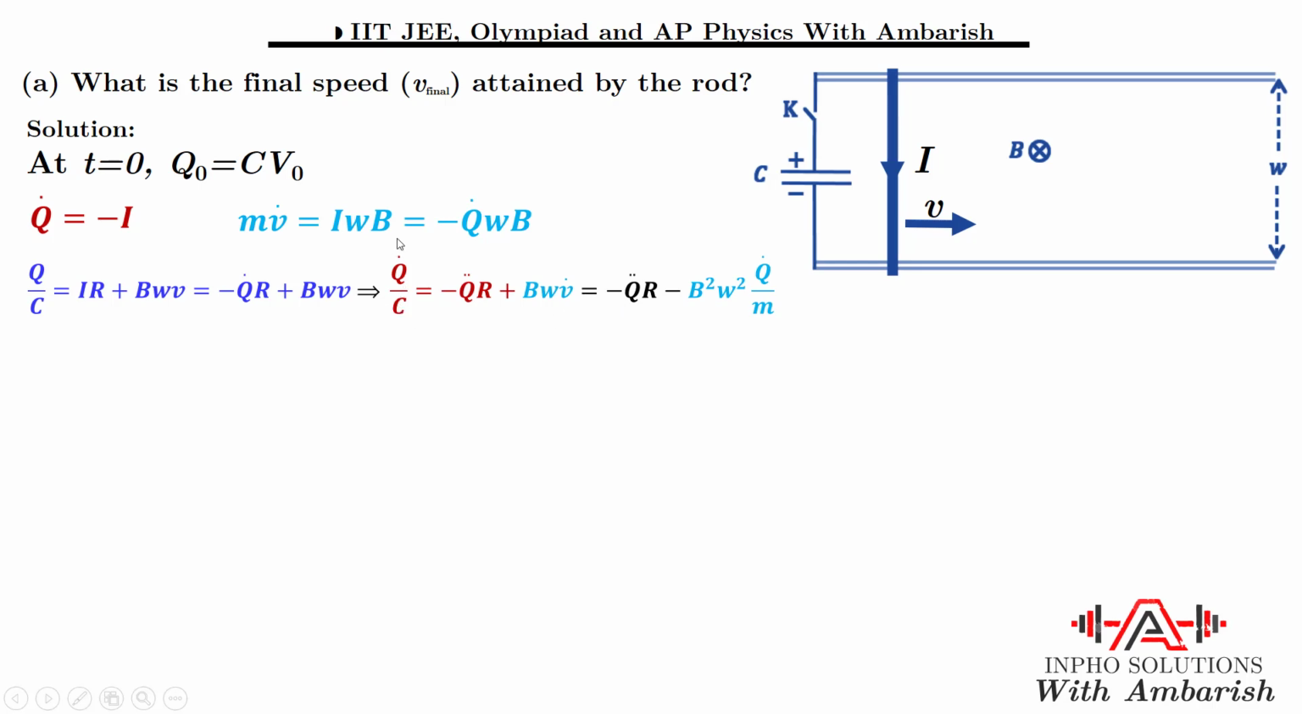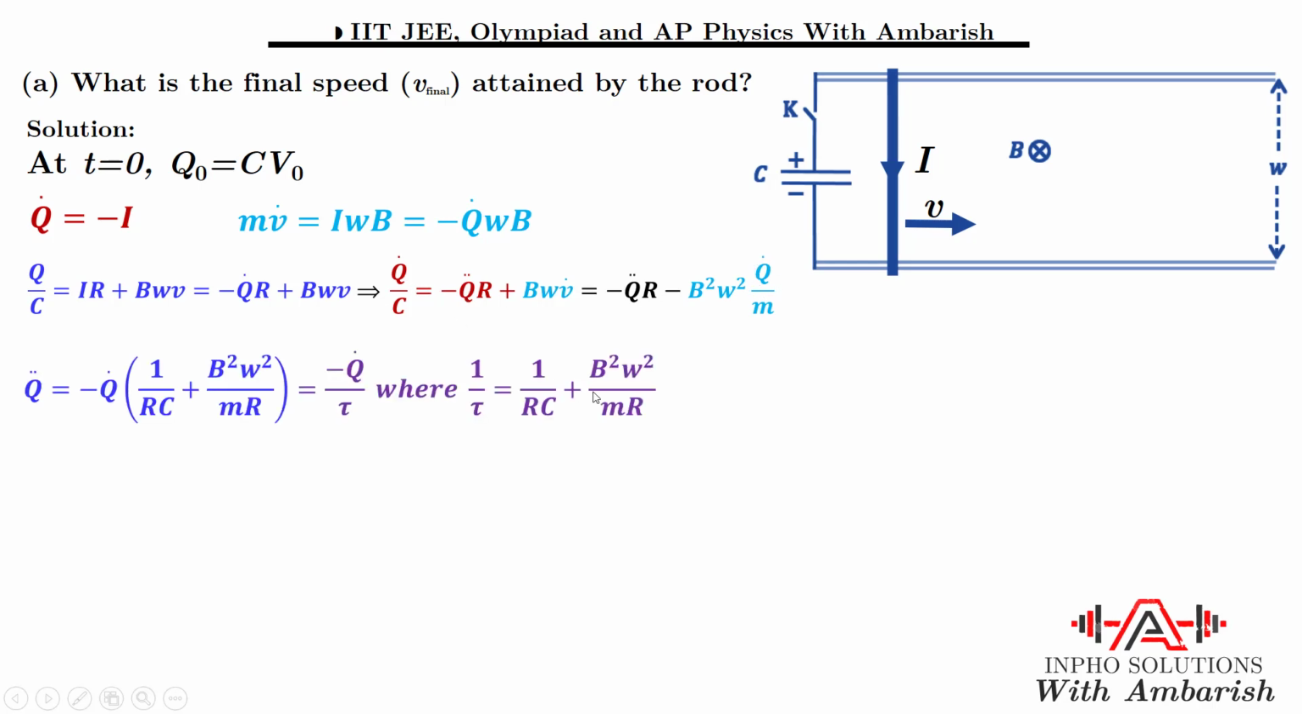So you get, you just look at this term: q dot by c is equal to minus q double dot r minus b omega b square w square q dot by m. And now what I can do, I can take q dot to this side and I can rearrange the differential equation. So what do I get? Just keep q double dot on the left hand side and all other terms on the right hand side. So this equation, q dot by c is equal to this term on the right. If you rearrange this, this comes to q double dot is equal to minus q dot times 1 by rc plus b square w square upon mr.